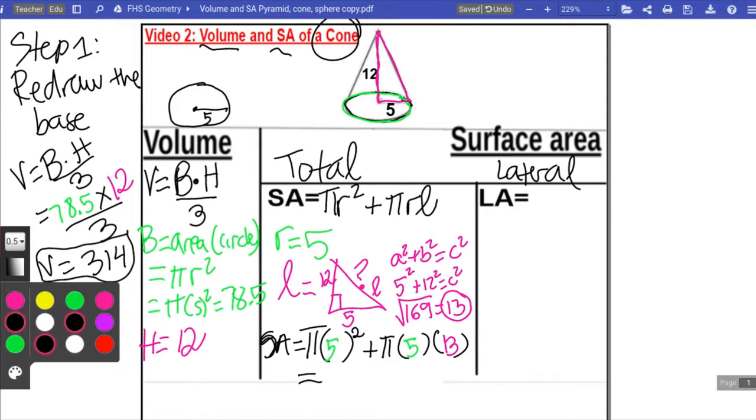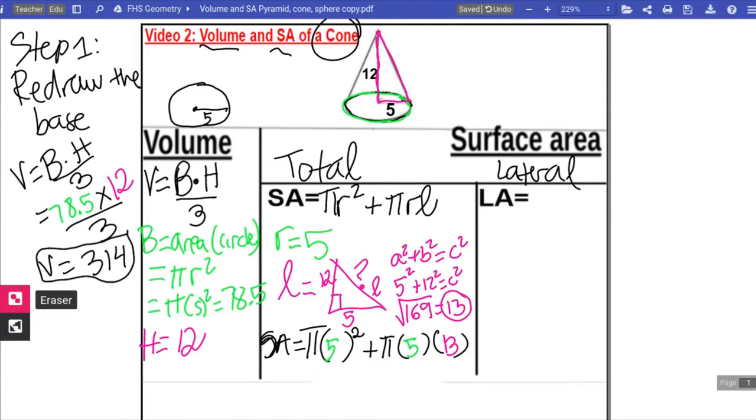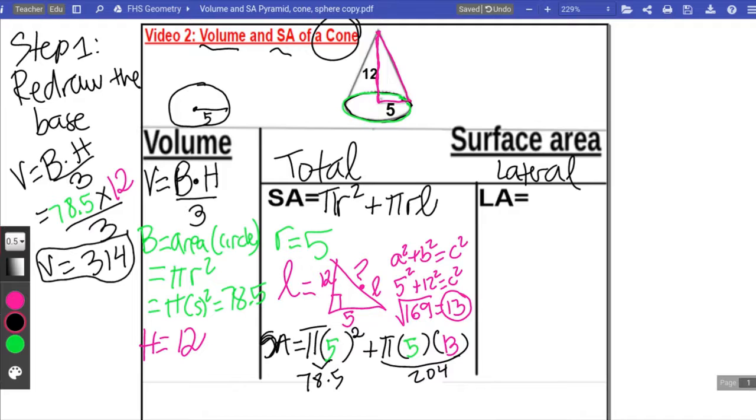But let me make sure. When I did this, I'm using the same calculator as you students, my phone, like all of you. I had to do it in parts. This part gave me 78.5, and this part gave me 204. When I added them, I don't know if y'all can see the bottom of the screen, so I'm going to write the answer on top here. I had 282.6 as the answer. So that was the total surface area.